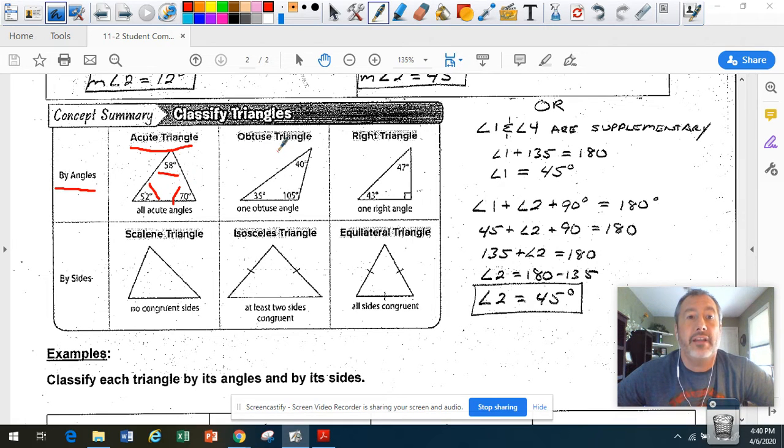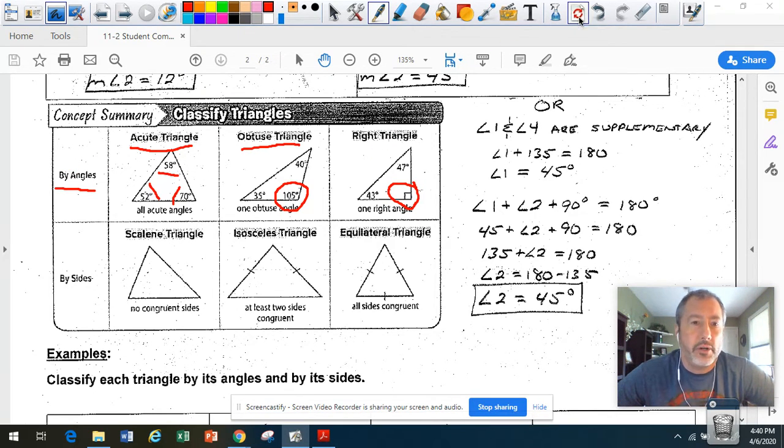We also have an obtuse triangle, which means only one angle is obtuse, because you can only have one obtuse angle in a triangle. If you have one angle that's obtuse in a triangle, then it is considered an obtuse triangle. Now we're dealing with a right triangle, which means you must have one angle that is a right angle. So that's how we classify them according to their angles.